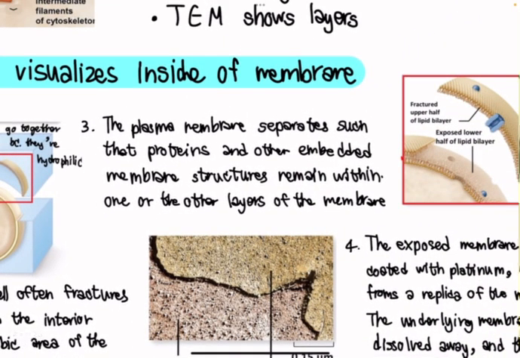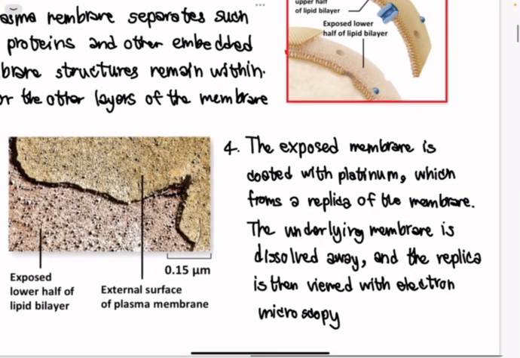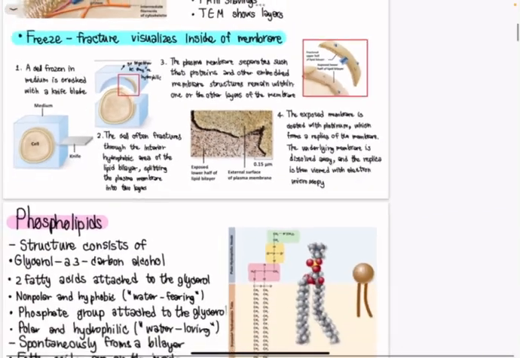The plasma membrane separates such that protein and other embedded membrane structures remain within one or the other layer of the membrane. The exposed membrane is coated with platinum, which forms a replica of the membrane. The underlying membrane is dissolved away and the replica is then viewed with electron microscopy.